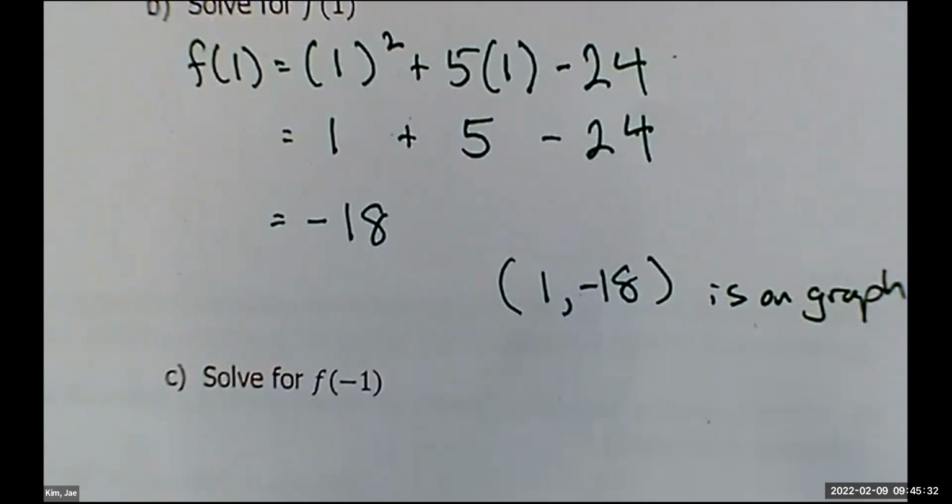So x is 1, y is negative 18. They go together. So this is why the textbook calls it the f machine, but you get the point. You plug in a number, you get a number out. You put in one number, you get a number out. Shall we do one more? Yeah, just to get the example.